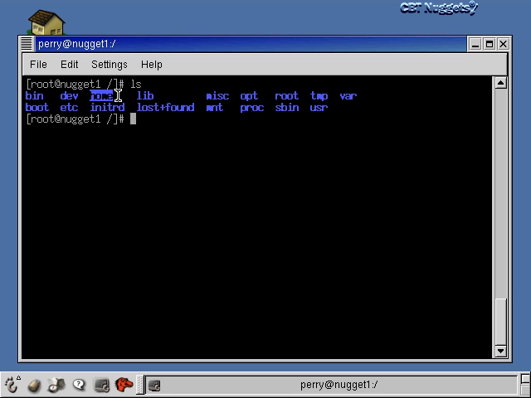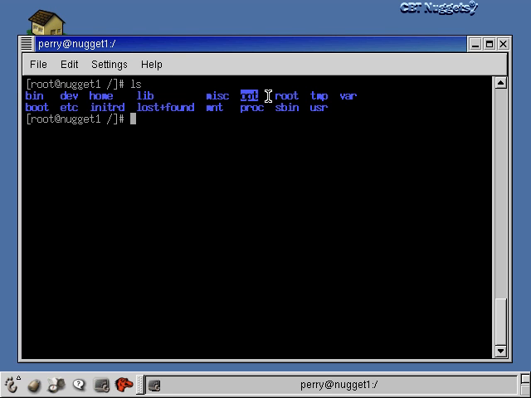/home, under that, is where the users' home directories are located. The lib directory is for shared program libraries. A lot of commands and utilities in the Linux system share some common code, and that common code is in the lib directory. The mount directory is where we mount removable media, things like CD-ROMs and floppies.